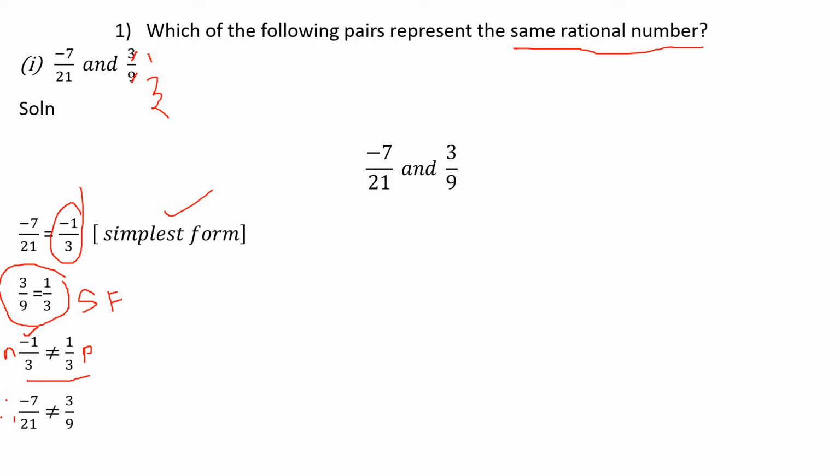So if you are getting both in the simplest form the same number, and both are positive or both are negative, then we have to write, therefore the given numbers are equal. Here we are not getting equal. So we'll write, therefore minus 7 by 21 is not equal to 3 by 9. Is it clear?